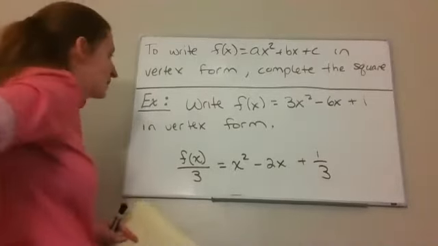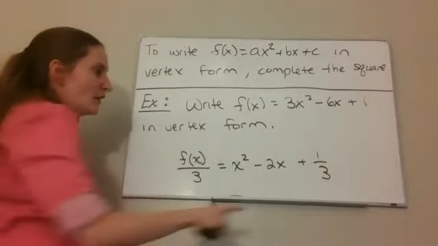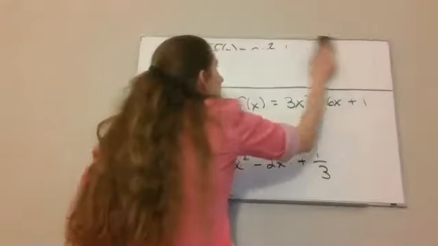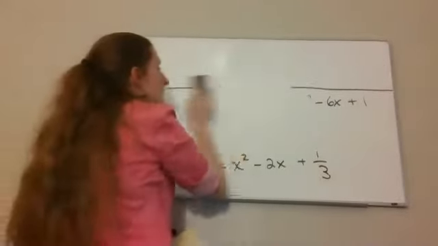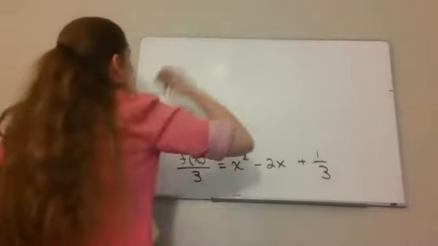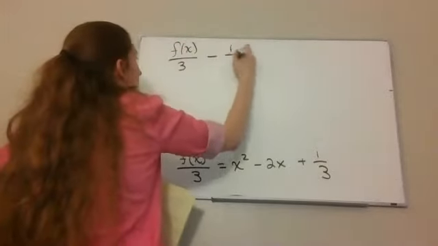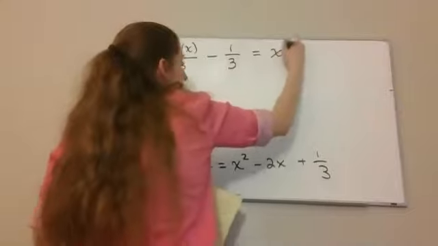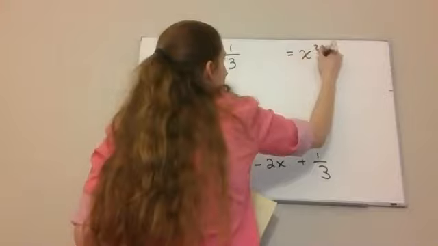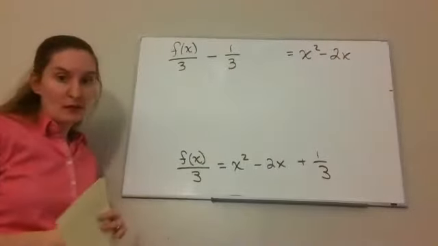The next step in completing the square is to isolate the terms that have our variable. So I need to move this 1/3 over to the other side. When I move that 1/3 over, I'm going to get f(x)/3 - 1/3 = x² - 2x. And now's the part where we do the completing the square step.